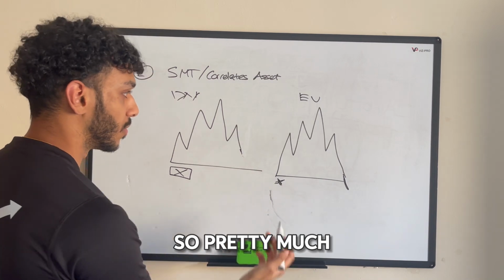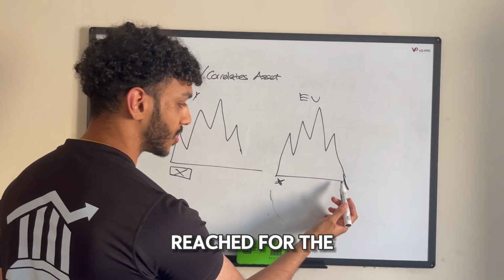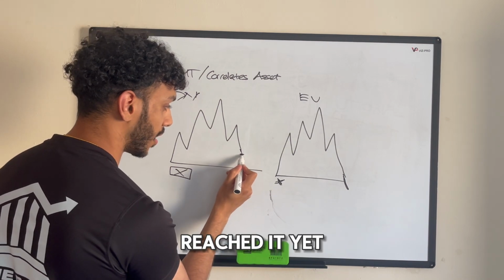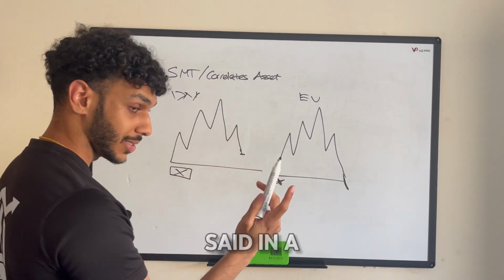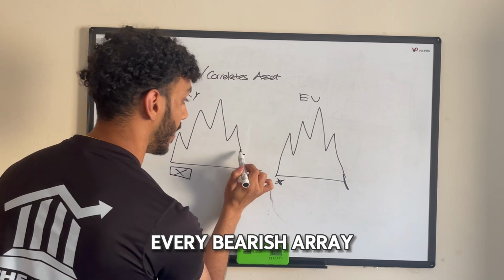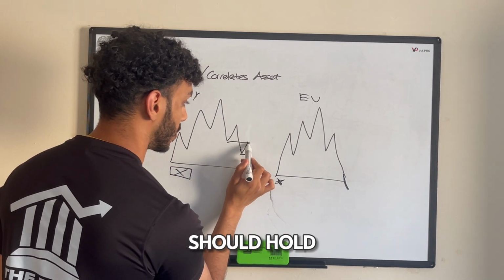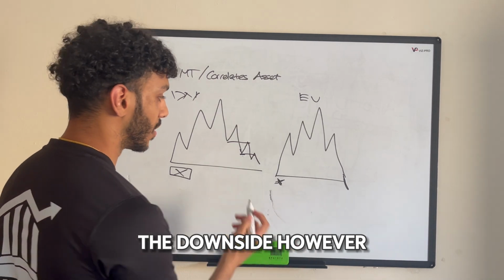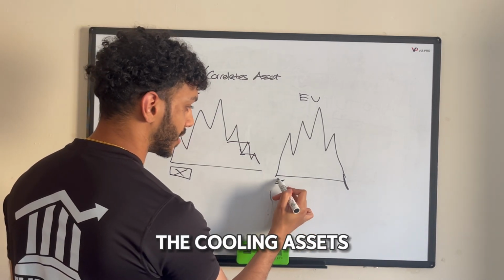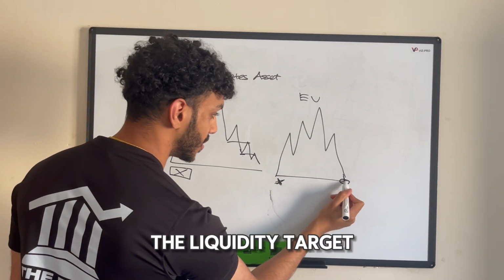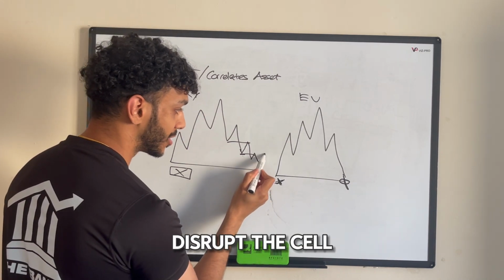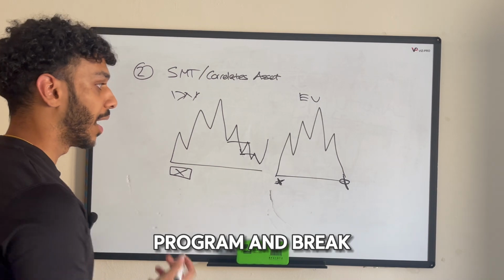Pretty much Euro USD has gone ahead and reached for the low, but DXY hadn't reached it yet. Now, like I said, in a sell program every bearish array should hold, and we should just keep navigating its way to the downside. However, once one of the correlating assets has taken out the liquidity target, without this one taking out its target, price can actually disrupt the sell program and break.